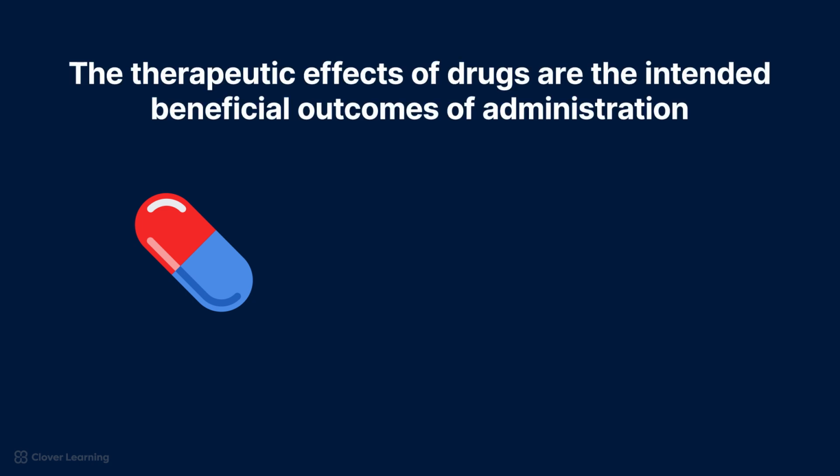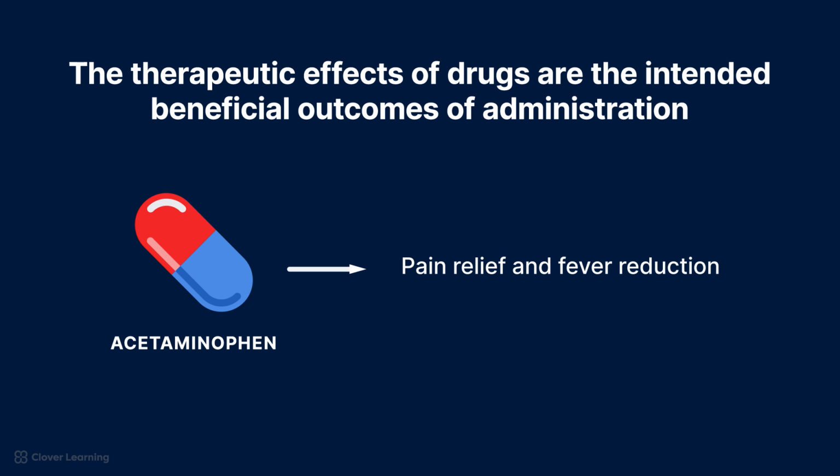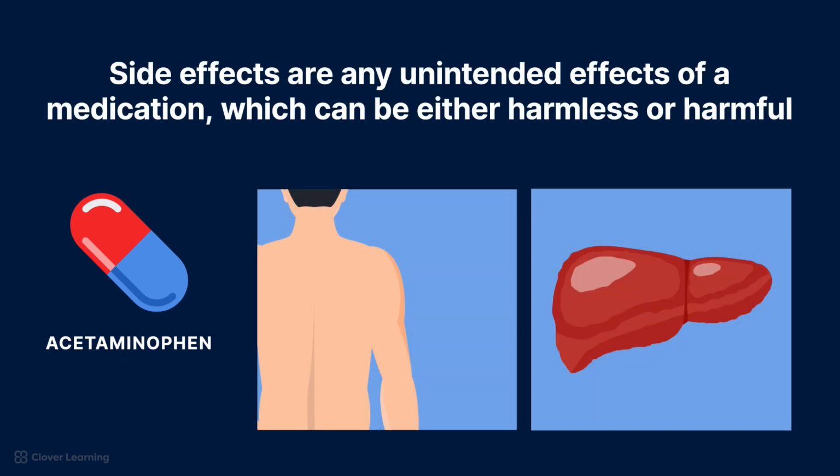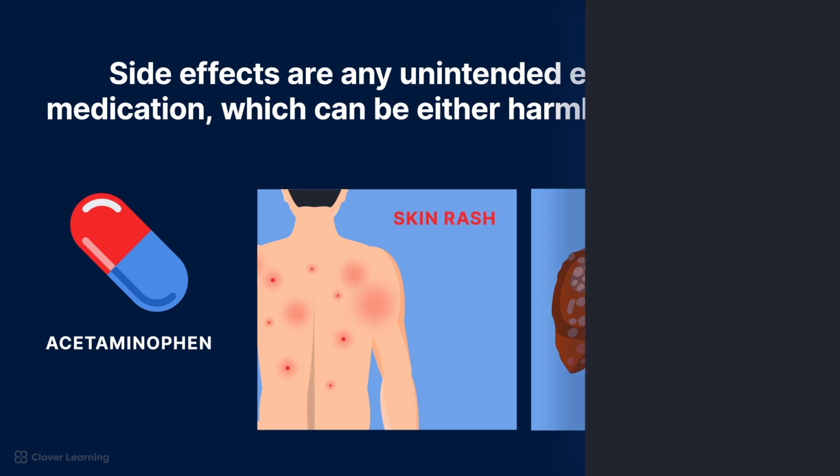When discussing drugs, we discuss both their therapeutic effects and their side effects. The therapeutic effects of drugs are the intended beneficial outcomes of administration. Going back to acetaminophen, the intended therapeutic effect is pain relief and fever reduction. Side effects are any unintended effects of a medication, which can be either harmless or harmful. With acetaminophen, potential side effects are allergic reactions like a skin rash, or more harmful ones such as liver damage.